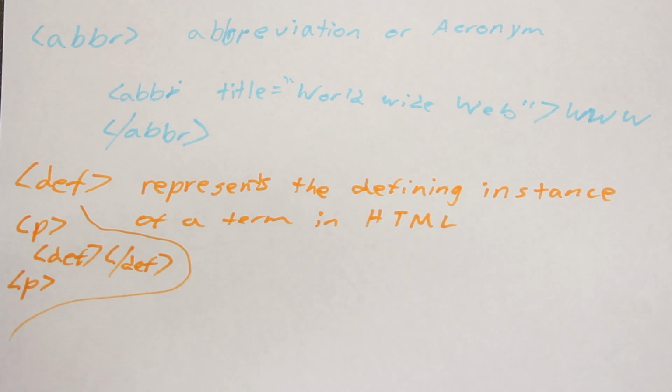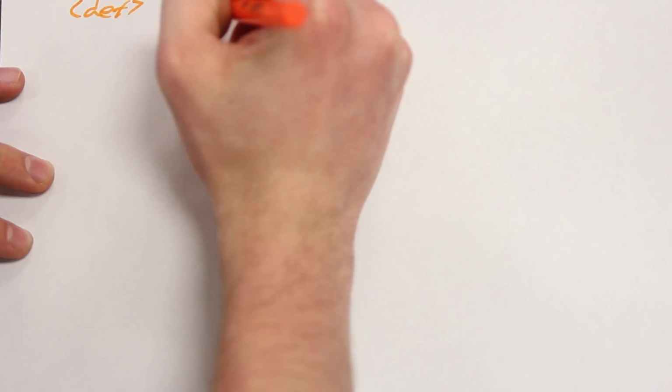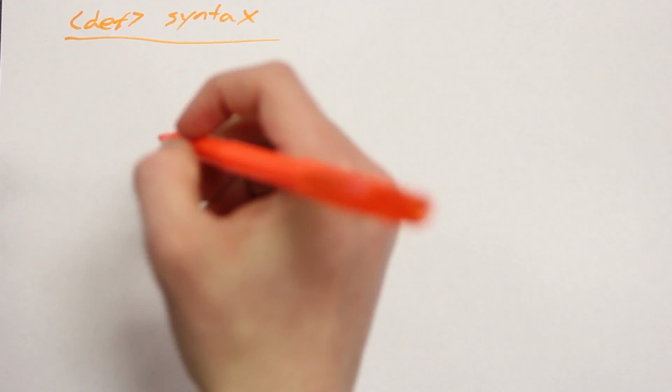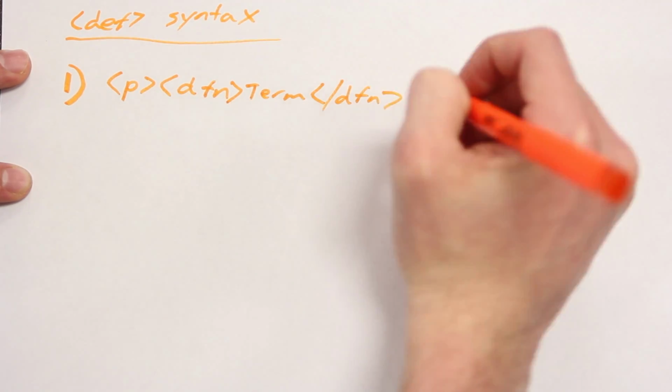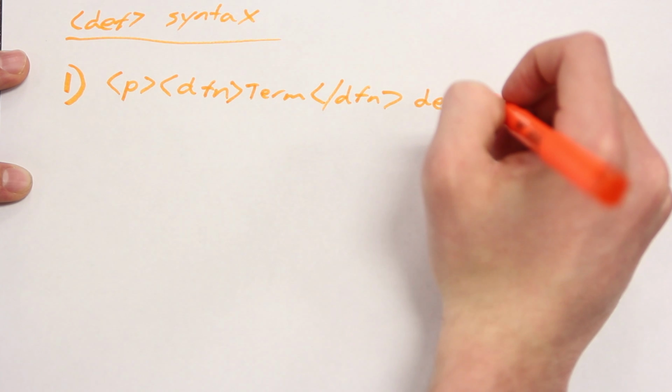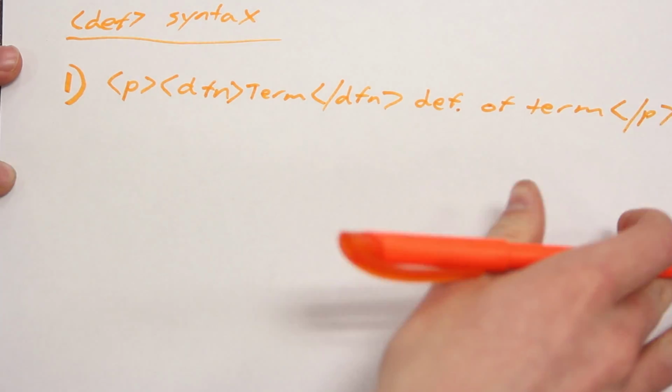The nearest parent of the definition tag must also contain the definition or explanation for the term inside the definition tag. The syntax for the definition term varies. There are 3 main parts that I'm going to talk about here. The first is usually the context of the definition tag without a title attribute. And this is done by opening the paragraph tag, opening the definition tag, putting in the term, closing the definition tag, and then writing out the definition.